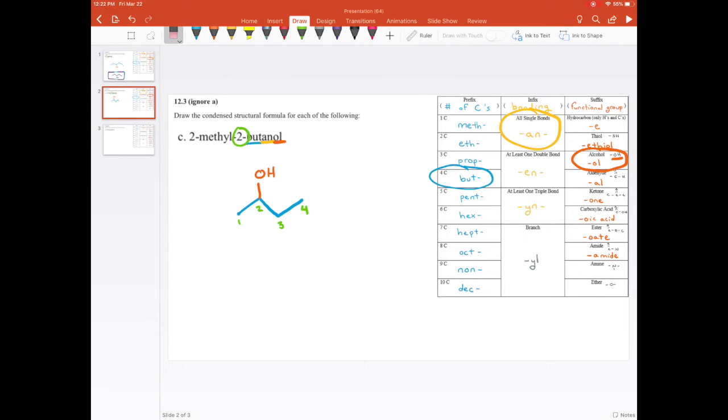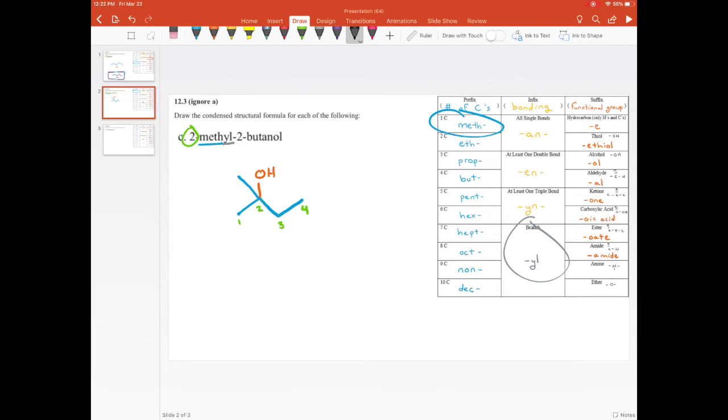We also have our branch. Now the branch is also coming off of carbon number 2. The prefix for the branch is meth, and so that means that the branch is going to have only 1 carbon. And the YL there is just telling us it is indeed a branch. So we've got 1 carbon coming off of carbon 2.